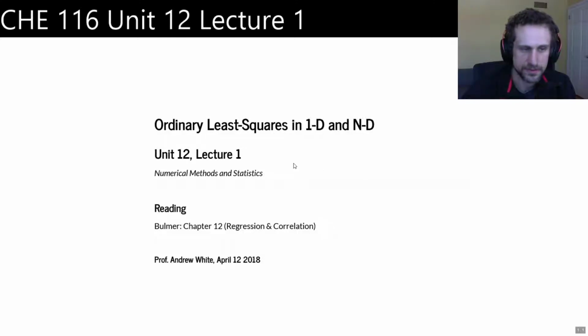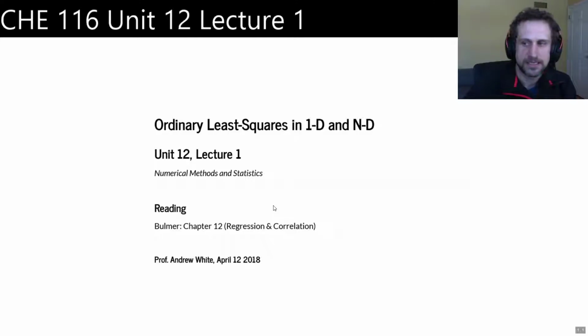So today's lecture is on ordinary least squares. And we'll have two lectures on this. The second lecture will be a little bit more practical, and this one will just cover some of the principles and some examples of this. And there's some nice companion reading here.